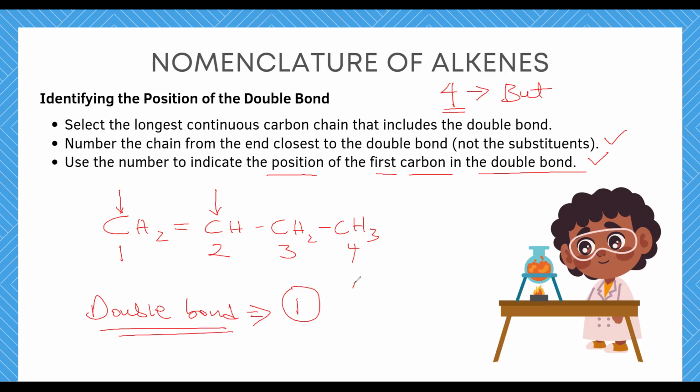We simply use the parent name, which is but, and then we indicate the number where the double bond is, one, and then the suffix. For alkenes, we always use the suffix -ene. So we have but-1-ene. That is why the name is called but-1-ene. Did you see that?